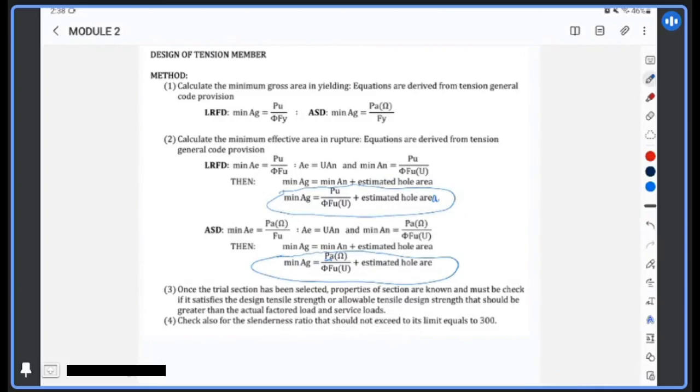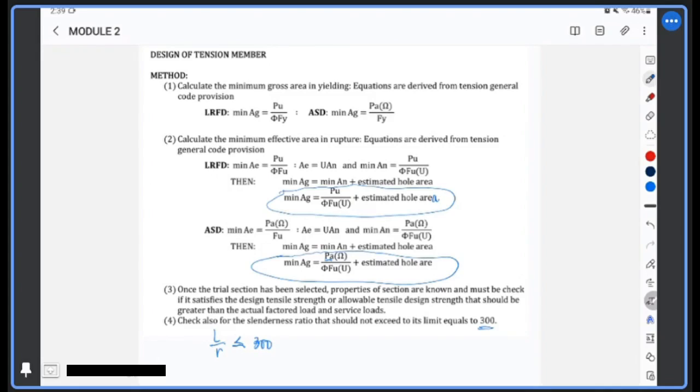So, once the trial section has been selected, properties of the section are known and must be checked if it satisfies the design tensile strength or allowable tensile strength, that should be greater than the actual factored load and service loads. Also, check for slenderness ratio that should not exceed its limit of 300. Our slenderness ratio, that is L over r, should be less than or equal to 300. Hindi dapat siya lumampas dito.